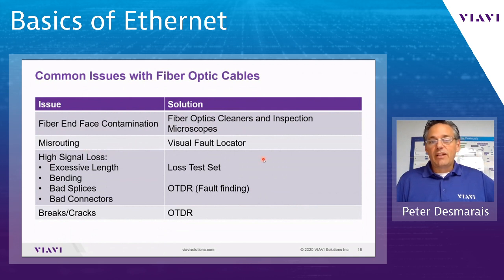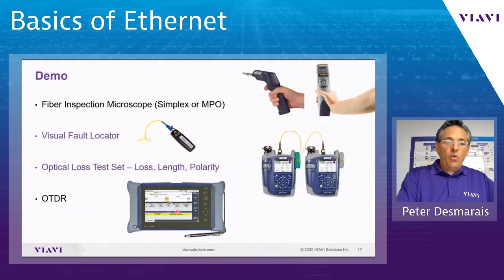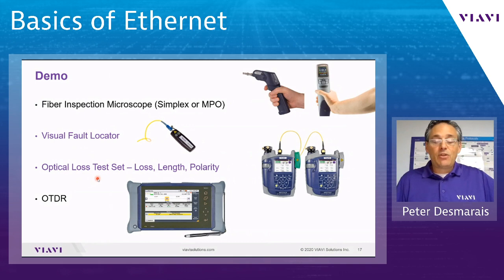Also issues with fiber is misrouting. I'm going to show you an example of a visual fault locator, a VFL. Some people call it a VFI, a visual fault indicator. Also, high signal loss. Some of the reasons for high loss is excessive length, bending, bad splices, bad connectors. And we're going to show 2 different examples of how you can measure that loss on a fiber. We're going to use an optical loss test set, and then Dave's going to use an OTDR to show any breaks and cracks and the events along the fiber. So with that, we're going to do a couple of demos on inspection tools, optical loss test sets, and an OTDR. So over to you, Dave.